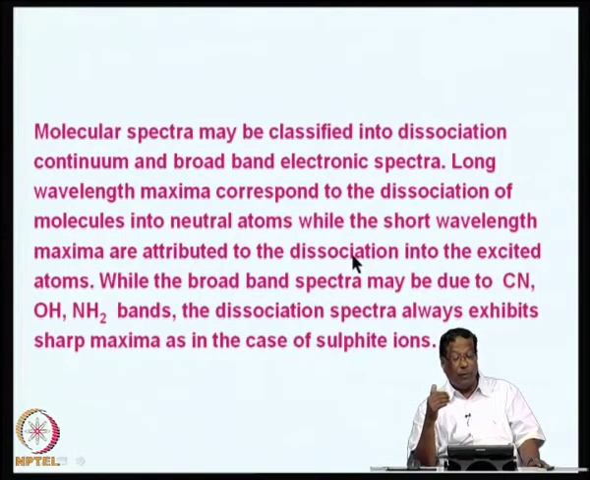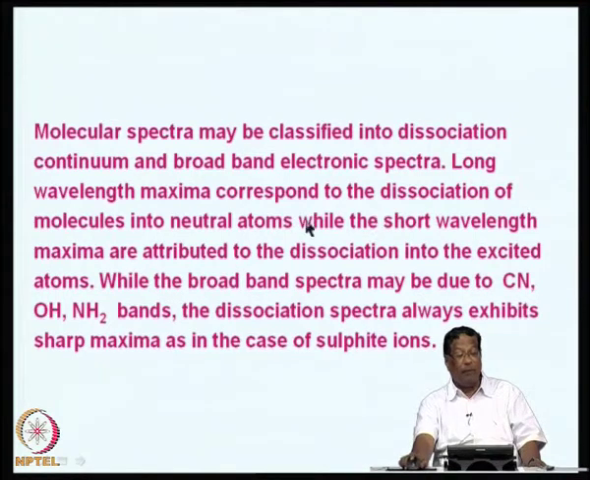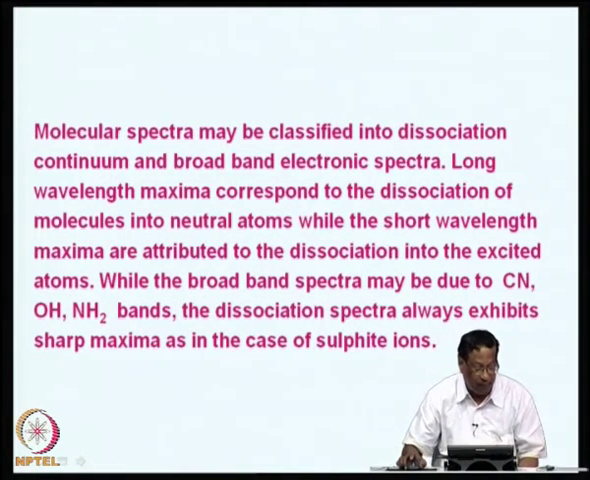Now, we are talking about the background absorption peaks. So, long wavelength maxima correspond to the dissociation of other concomitant molecules into neutral atoms. Short wavelength maxima are attributed to the dissociation into the excited atoms, while the broadband spectra may be due to cyanogen, OH, NH2 bands. The dissociation spectra always exhibit sharp maxima, as in the case of sulfite ions, very sharp maxima.